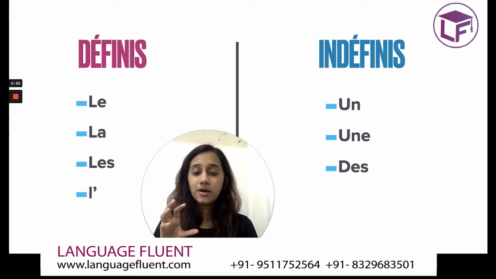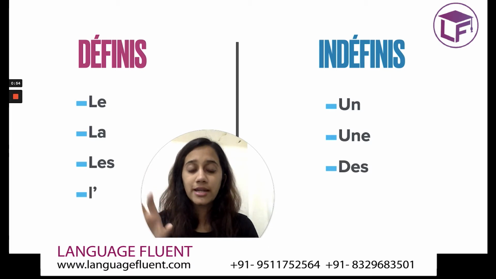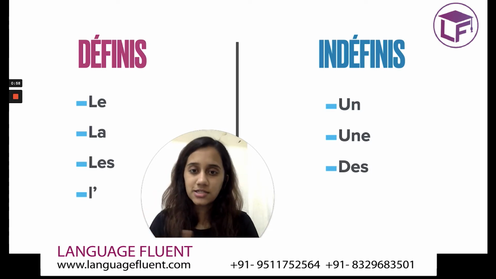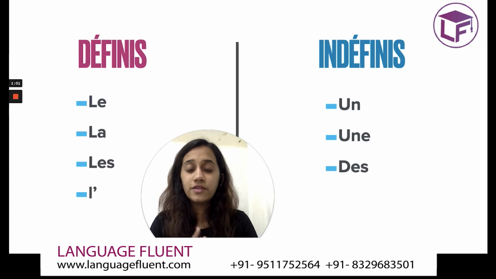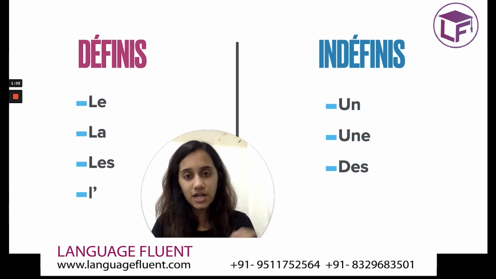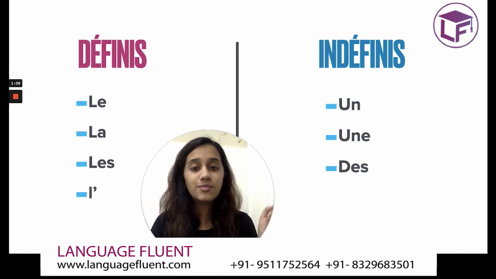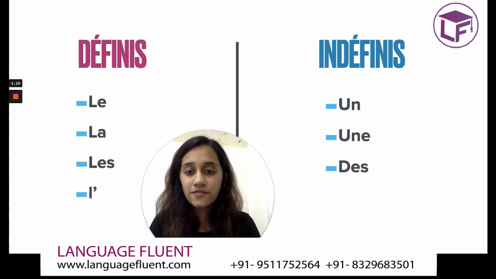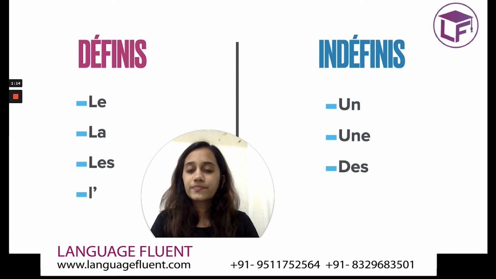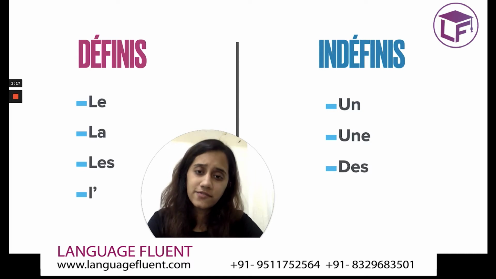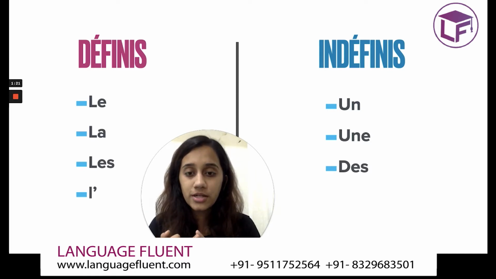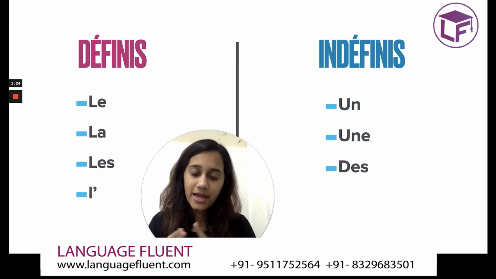So when you're speaking about a specific person or a specific object like the book, the girl, the boy, you use definite articles. On the contrary, when you are referring to an unknown or unspecified object or person, you use indefinite articles. That is a girl, a book. So we are not specifying which book over here, hence we are using indefinite articles. So in French, there are definite and indefinite articles used separately for singular, plural, masculine, feminine, and for words starting with a vowel.